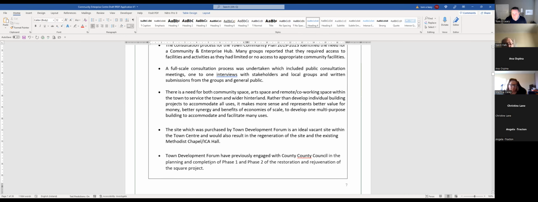Again, the group would have engaged with the county council on the development of phase 1 and phase 2. So we're showing that this work had already started. There was already previous work done on the project.